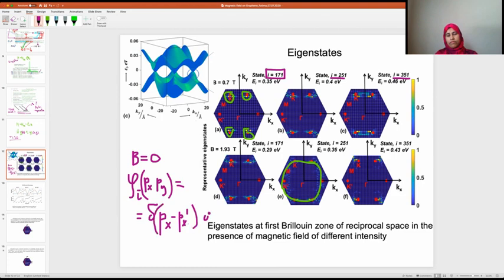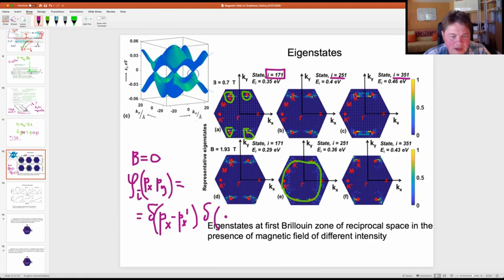Without magnetic field, the momentum is conserved, and eigenstates will look like two-dimensional delta functions. So on this colorful diagram that Fatima is showing, the eigenstate without magnetic field will be only one dot, one point. And as magnetic field increases, the eigenstate is distributed over several dots.